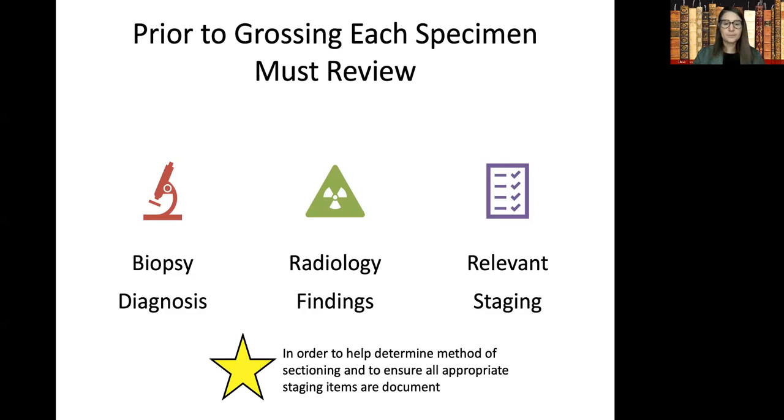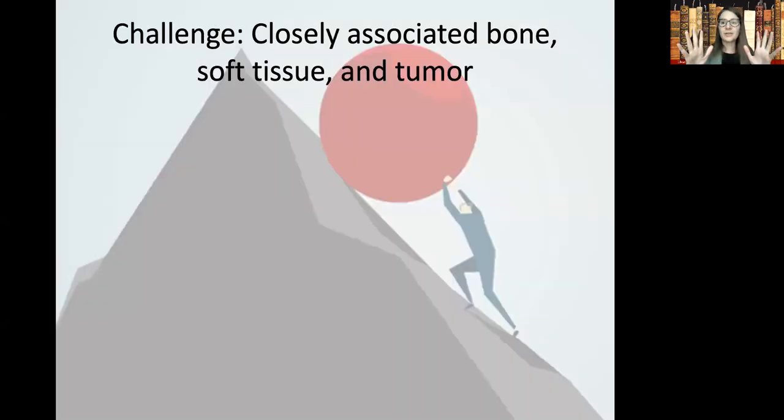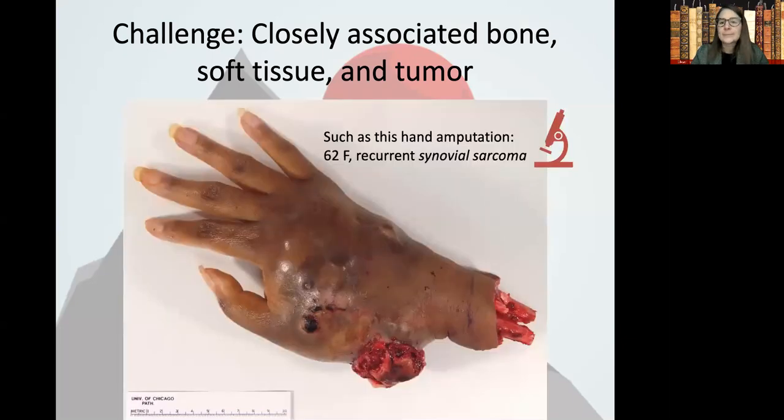So the first challenge, we're going to push that ball up the hill, is closely associated bone, soft tissue, and tumor. I should say rock. I don't think it was a ball. I think it was a rock, right, Sisyphus? Okay. Anyway, such as this hand amputation in a 62-year-old female for recurrent synovial sarcoma.